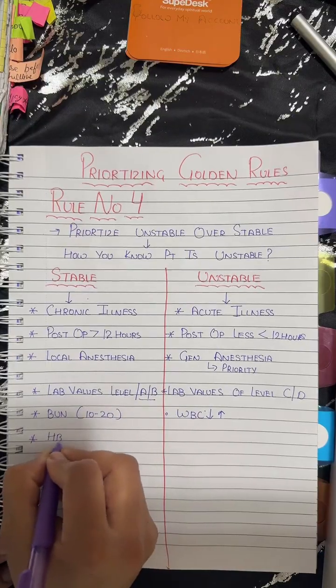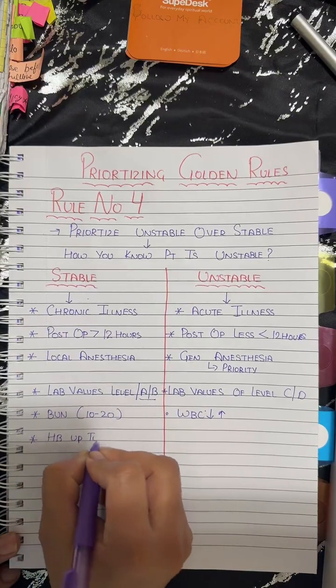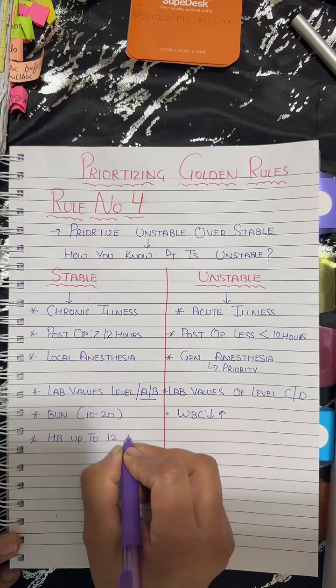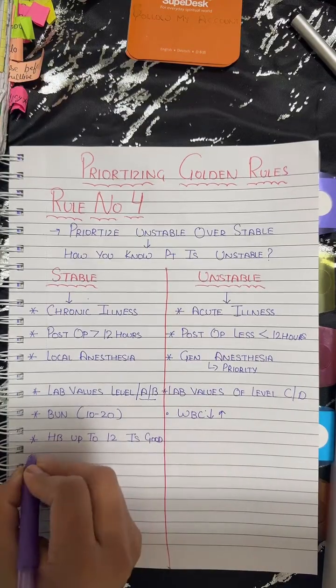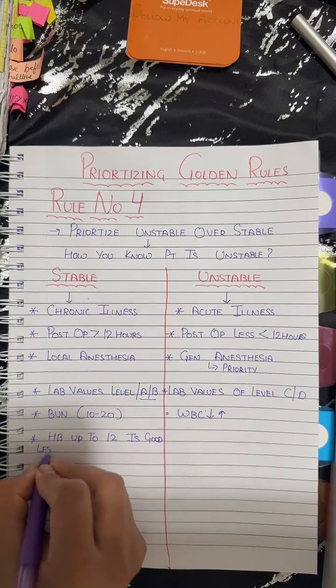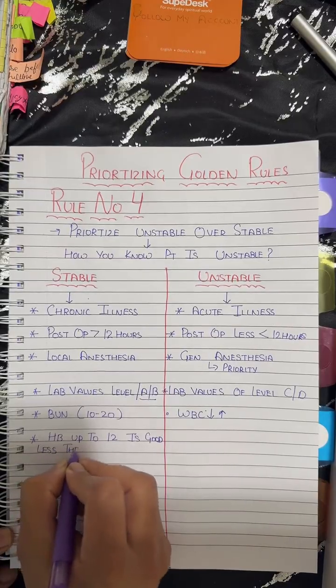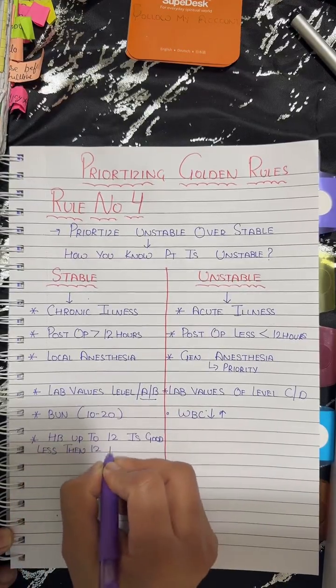HB up to 12 is good, less than 12 abnormal.